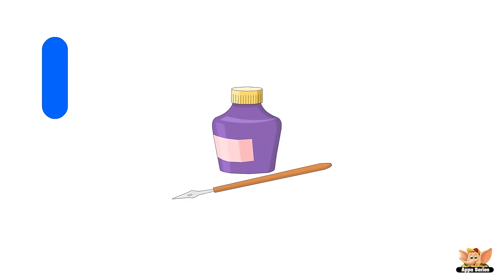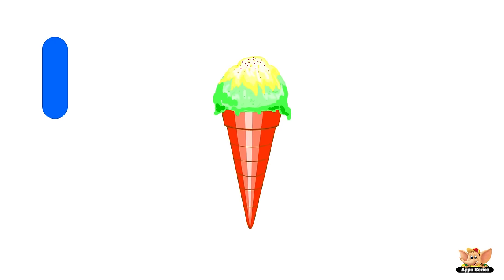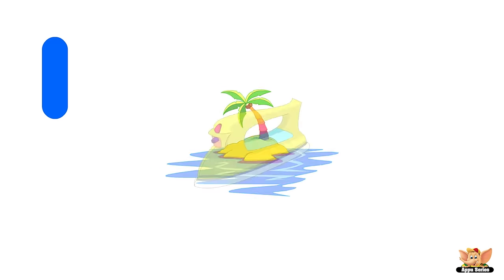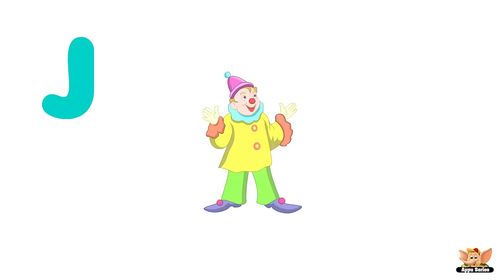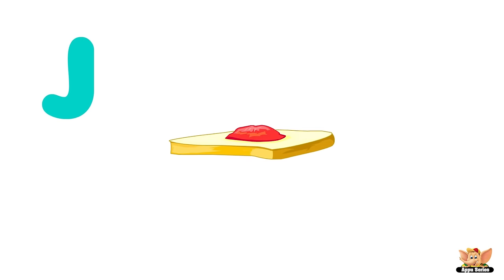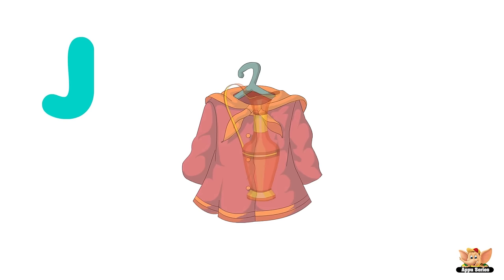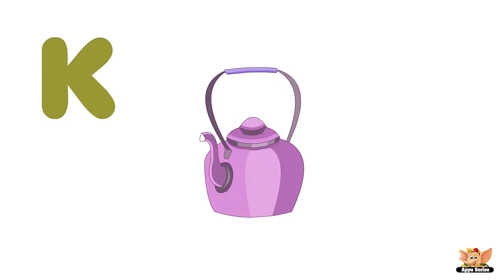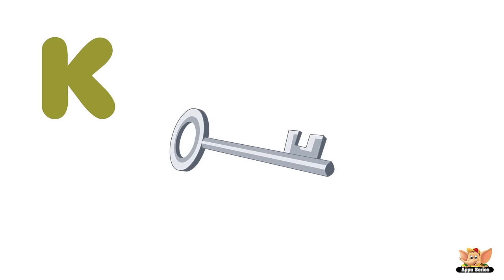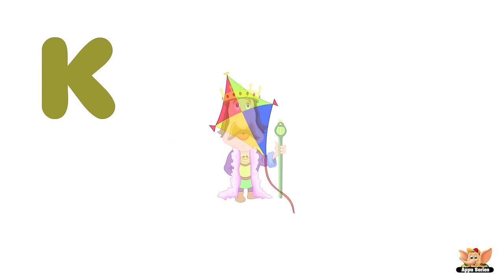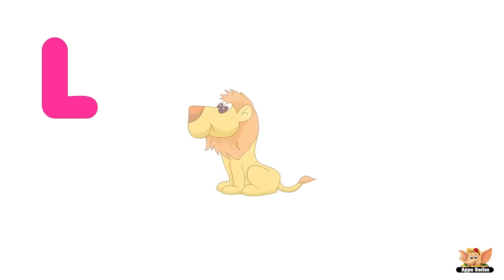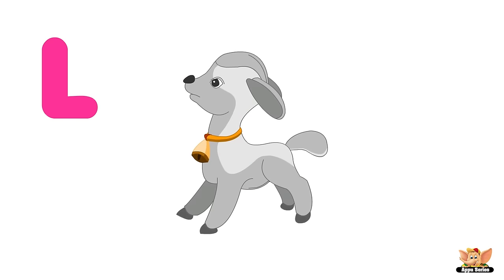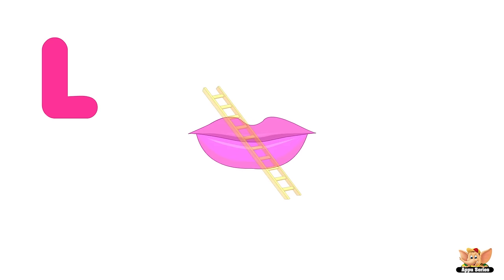I is for ink, ice cream, island, iron. J is for joker, jam, jacket, jug. K is for kettle, key, kite, king. L is for lion, lamb, lips, ladder.